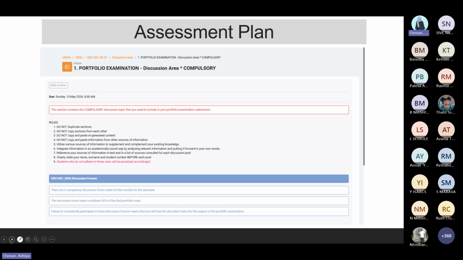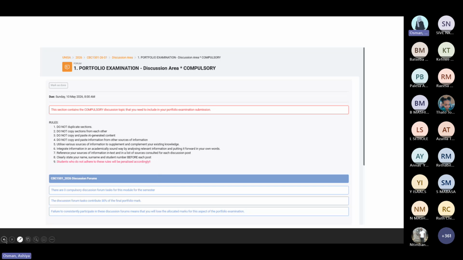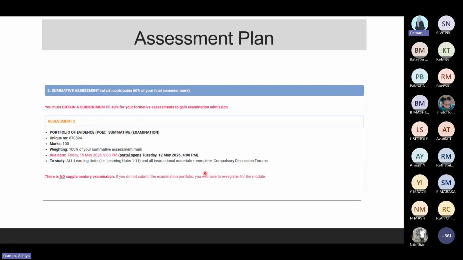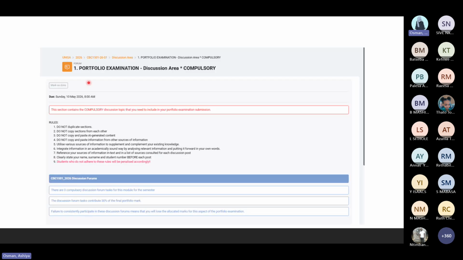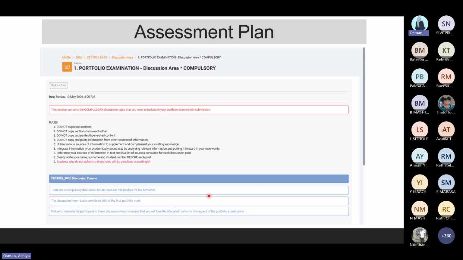The portfolio is a written task. It's fully written and you've got quite a few tasks to do. So you have to attend the classes. Like we said, if you can't make it during the scheduled time, you can watch the recording. It's not a problem at all. And you will have to complete some compulsory discussion forums as well, which contribute 30% of your portfolio mark. So you will have to complete all these tasks.